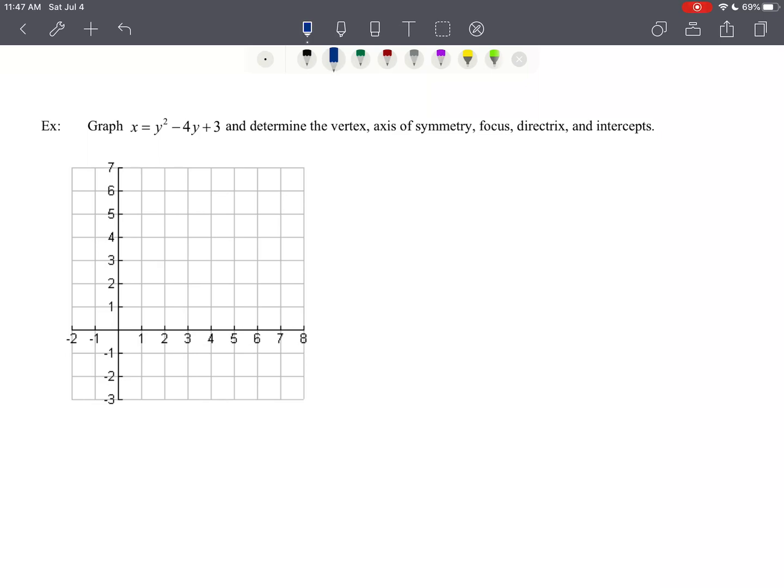Let's graph a parabola that opens horizontally. So we have the graph of x equals y squared minus 4y plus 3, and we want to determine all the same things: the vertex, the axis of symmetry, the focus, the directrix, and any intercepts. So we're going to start, of course, with vertex form. Vertex form is going to help us identify that vertex.